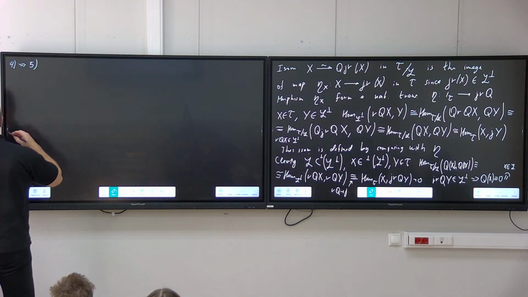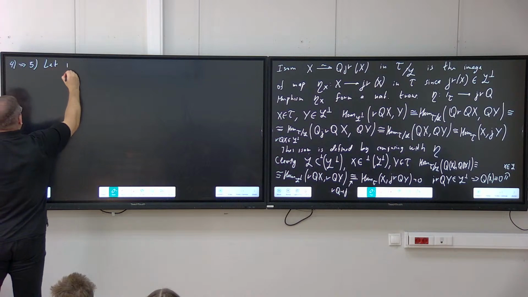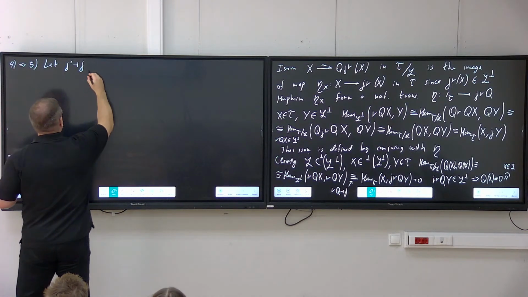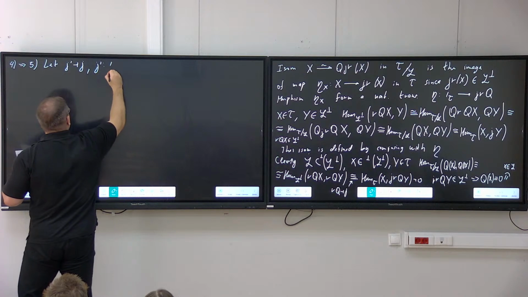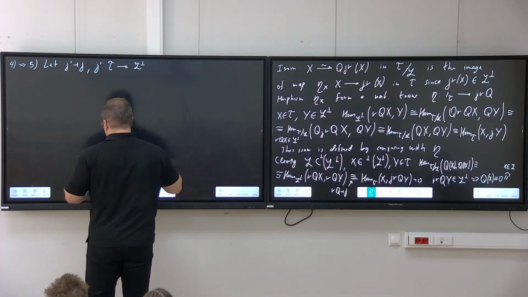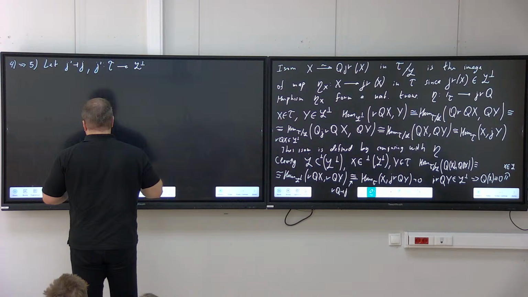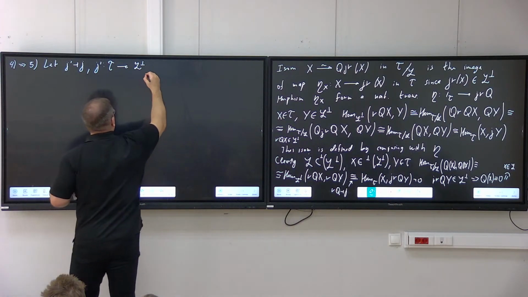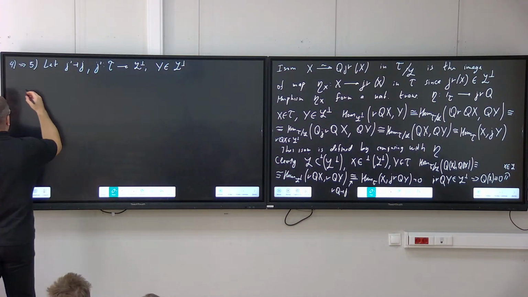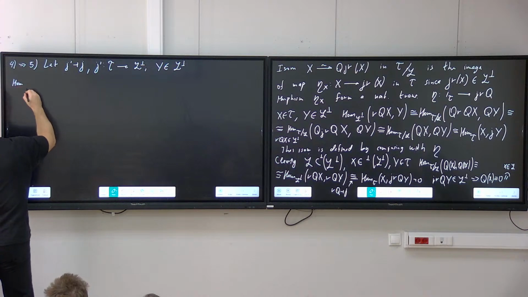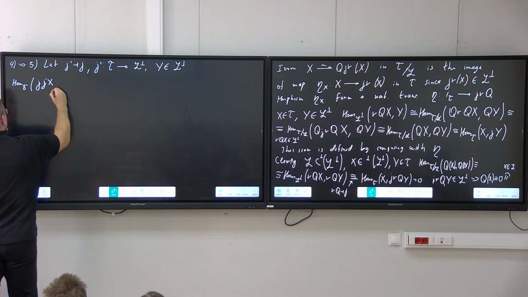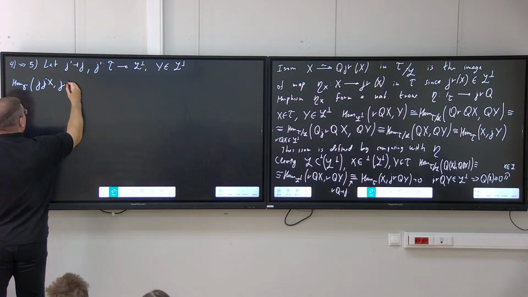So let me fix some notation. So let J prime be left adjoint to the J. So it's a functor from the T to the L right orthogonal. So let's take Y to be an object in the right orthogonal to the L, and again do computation with homs. So we have Hom in T, J prime X, and then J Y.